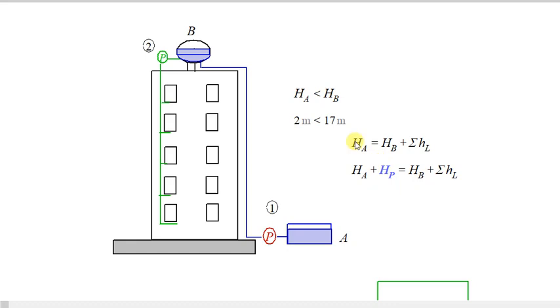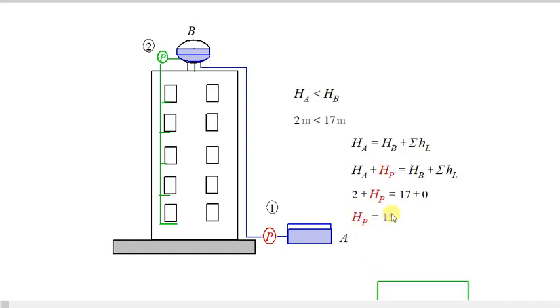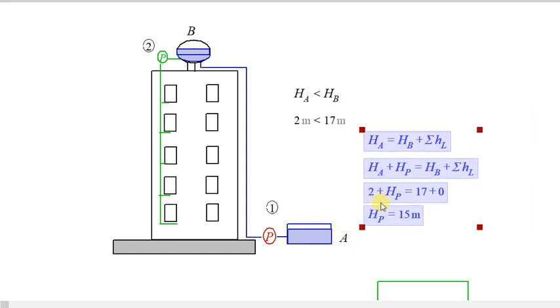Yani, the head of the pump now required should be minimum 15 meters. How do I know that it's 15? Because 2 plus something, head of the pump, equals 17, and there is still a plus. So what I say is minimum 15, because if there were no losses, if losses were 0, head of the pump, how much should it be? 15 meters.